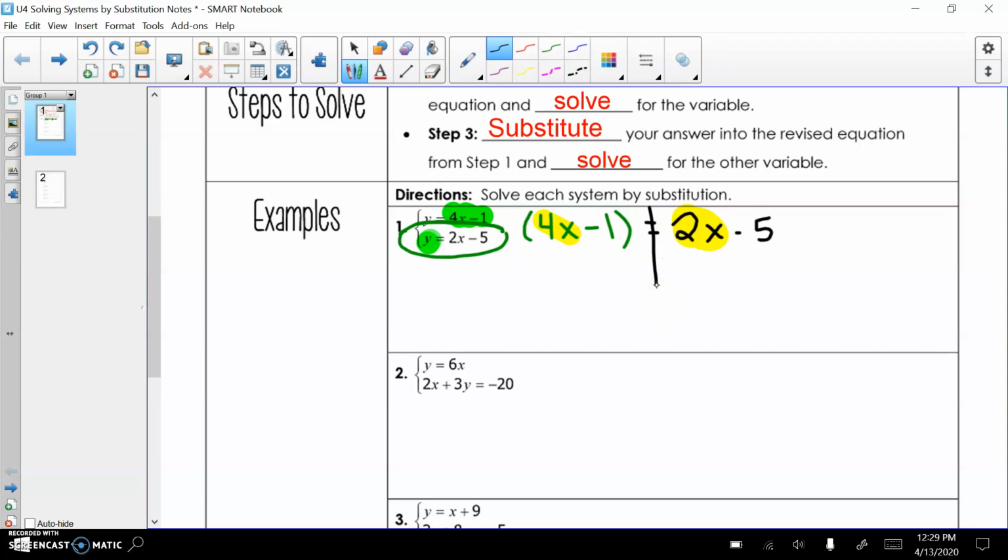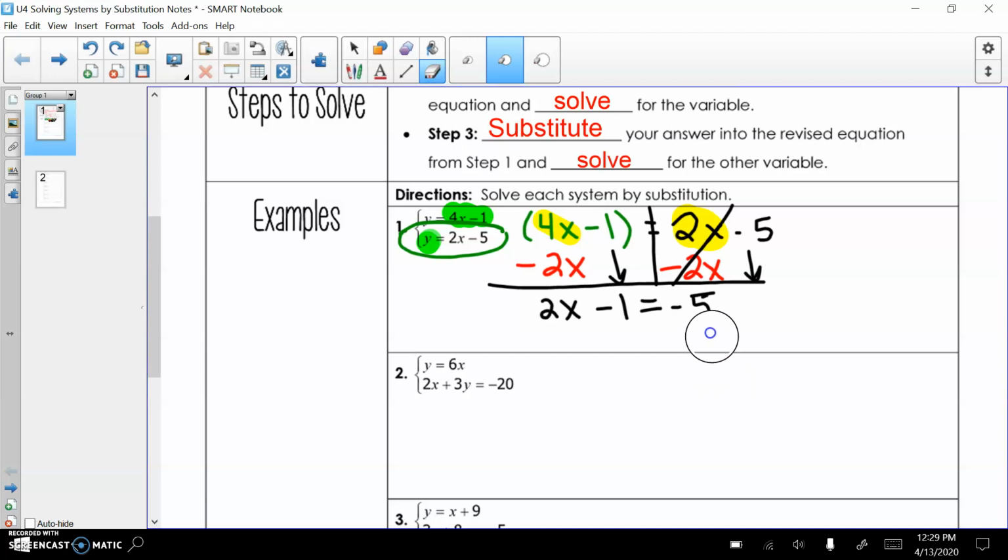Right now it's a positive 2, so I'm going to subtract 2, and I'm going to subtract 2 from this side as well. Then those cancel. 4x minus 2x gives me 2x. Just bring down the 1 and then bring down the negative 5. And now we're down to a two-step equation.